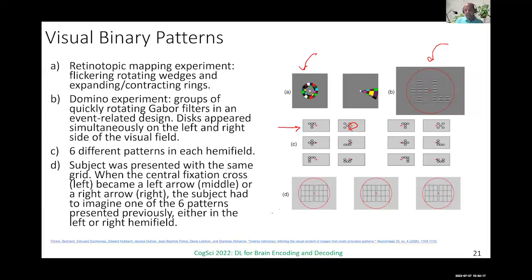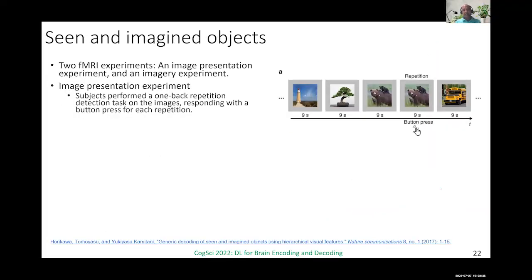In this experiment D, empty grids were shown, both in the right and the left hemifield, with a plus as a fixation point, or a left arrow or right arrow as a fixation point. And then they were asked to imagine a particular pattern in the left and the right hemifield. The subjects were asked to imagine those patterns.